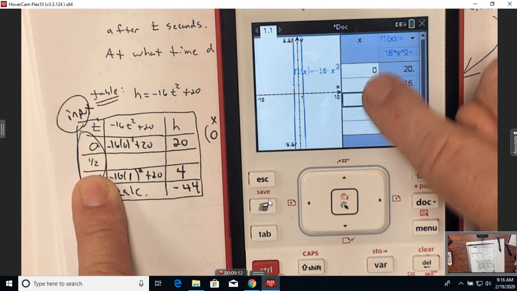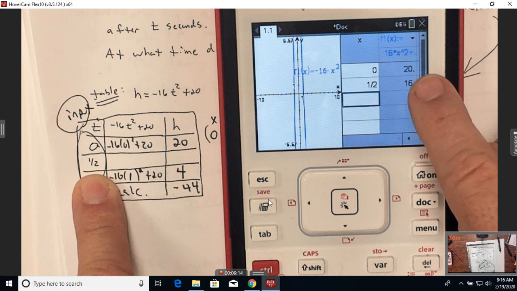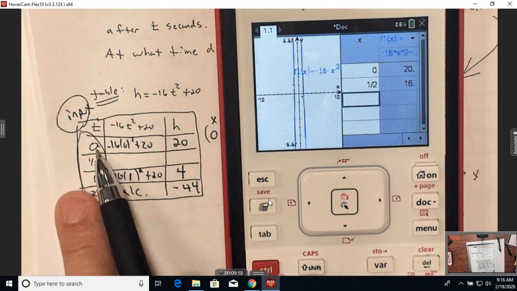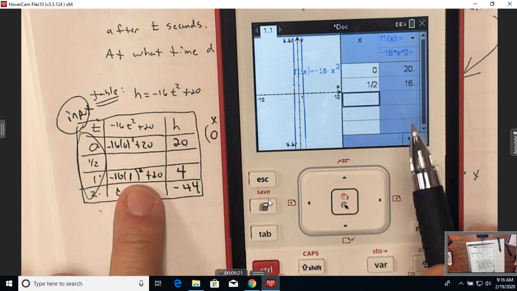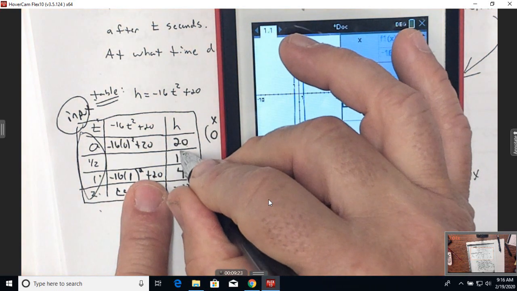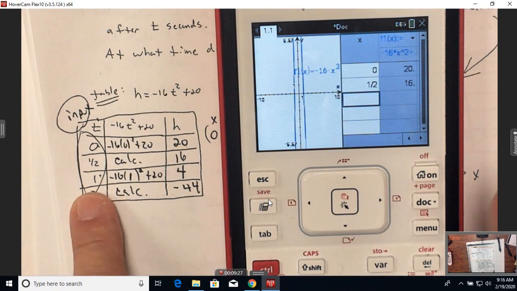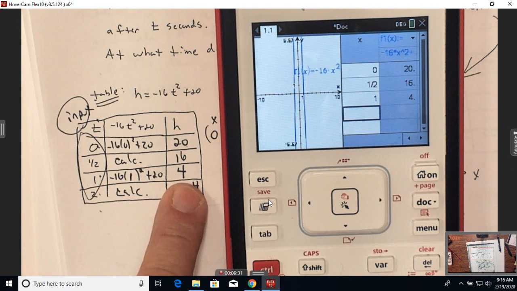See, now I just changed it to ask me, what do you want to enter? And I'll calculate those values. So I know if x is 0, I'm at 20. 0, 20. If x is 1/2, where am I at? 16, and I did that in my calculator, right? So what if I'm at a 1? Hit 1, enter. See, I'm at a 4?